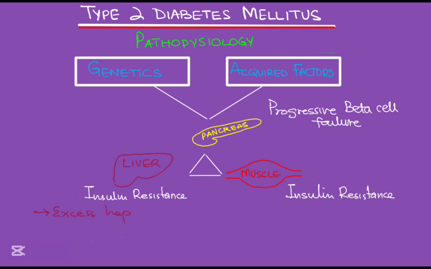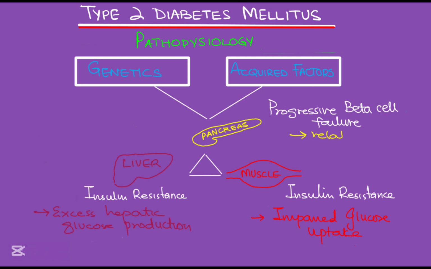When there is insulin resistance in the liver, instead of the normal function, the liver starts to produce excess glucose, even when the blood glucose is high. This results in hyperglycemia. Similarly, there is insulin resistance in the muscles as well, which leads to impaired uptake of glucose by the muscles, resulting in hyperglycemia.